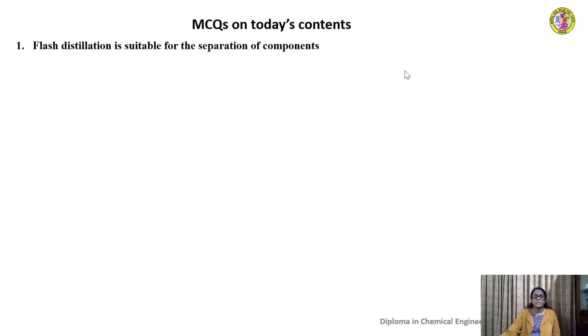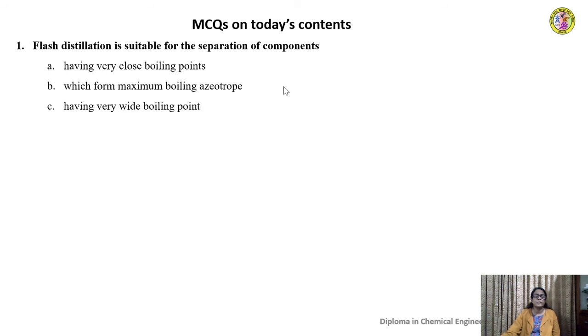Okay, so let us go through a set of multiple choice questions. The first question: flash distillation is a suitable method for the separation of components having very close boiling points, which form a maximum boiling azeotrope, or having a very wide boiling point difference, or which form a minimum boiling azeotrope.